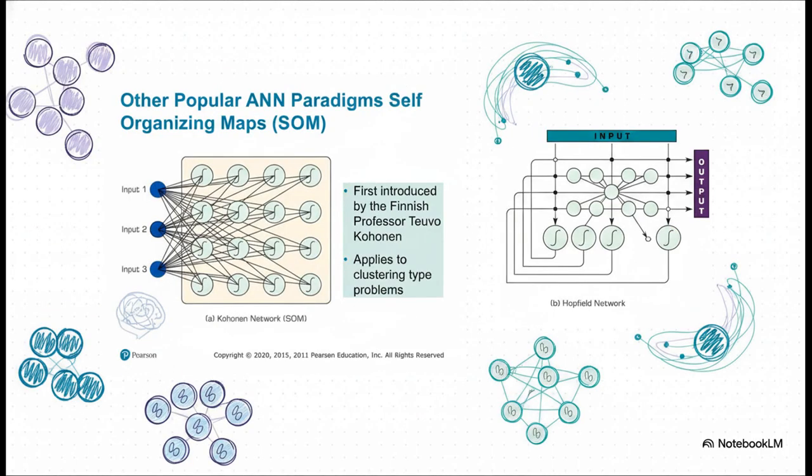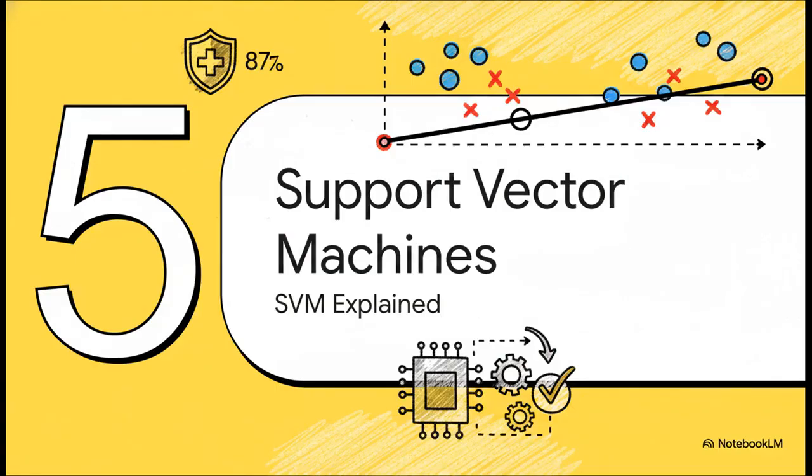And the architectural variety is just vast. Take self-organizing maps, pioneered by Teuvo Kohonen. They are incredibly useful for clustering data when you don't even have pre-labeled categories. Meanwhile, you've got things like Hopfield networks, which feature a highly interconnected web where literally every single node connects to every other node. Those are specifically designed to solve really complex computational optimization problems. All right, moving to our final section.